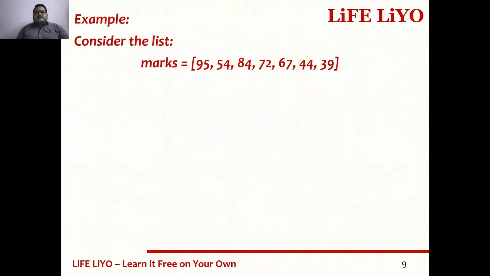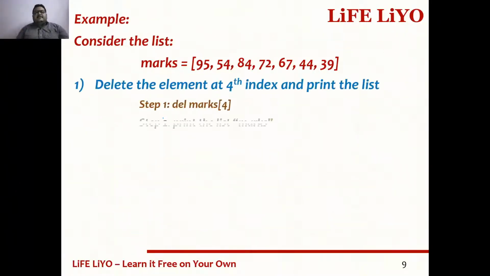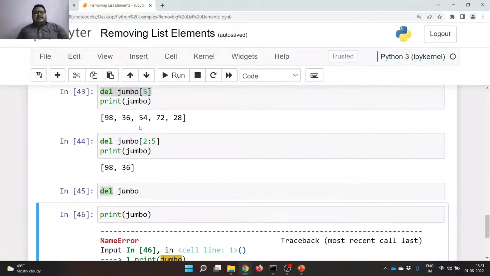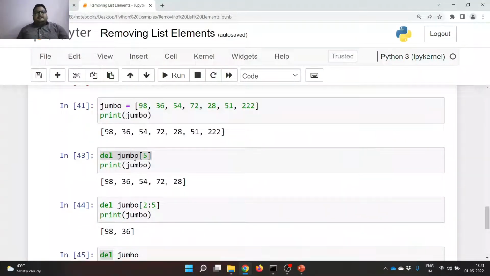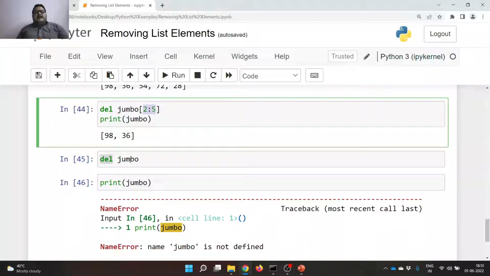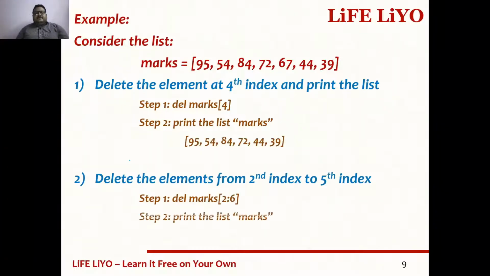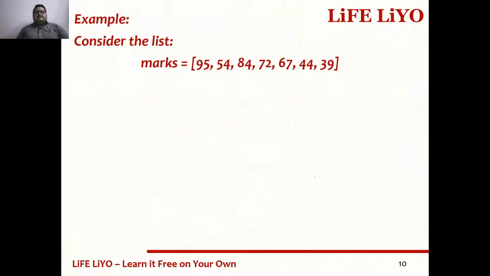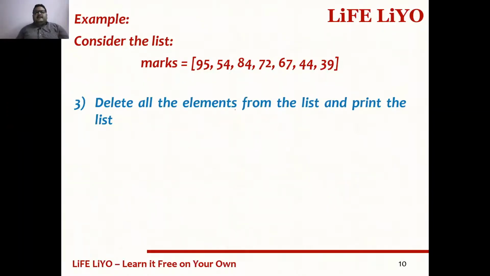They are asking us to consider this list and perform these operations, which we have seen here. That is deleting a respective index position, deleting a range of elements, and deleting a list. So that is deleting the element at the 4th index and printing the list, deleting the elements from 2nd to 5th index. Next, deleting all the elements from the list and printing the list.